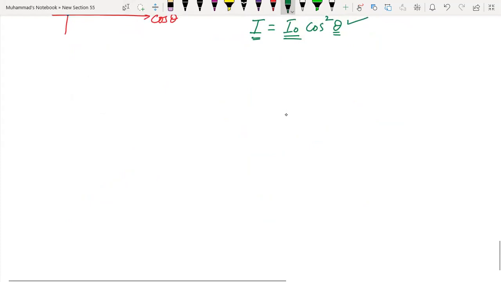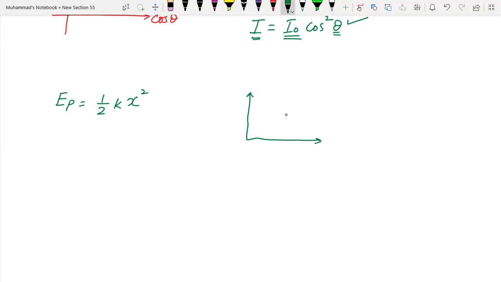Another important situation, you know that elastic potential energy is half kx square. So if on the y-axis you have, I have seen a question where on the y-axis it is extension x, on the x-axis it is elastic potential energy. So what would be the graph? What type of graph do you expect between x, if x is on the y-axis, and elastic potential energy on the x-axis?